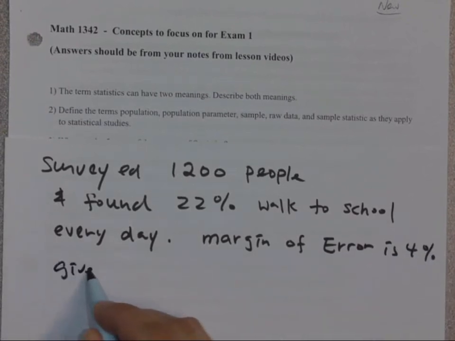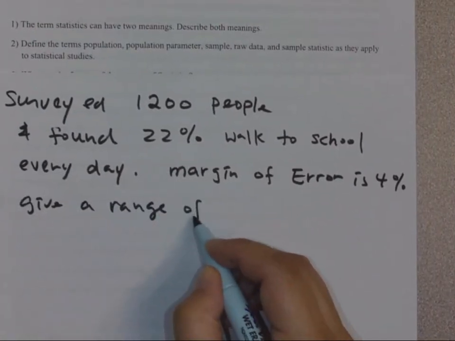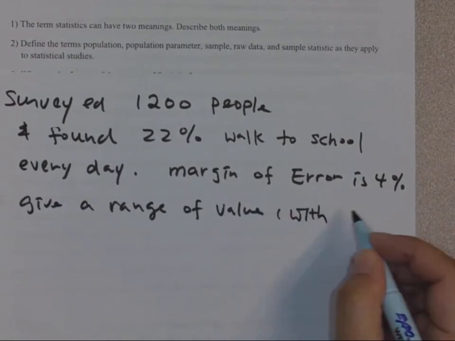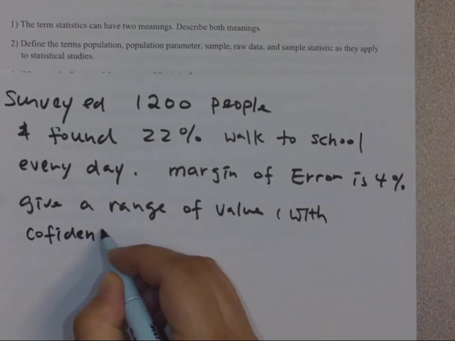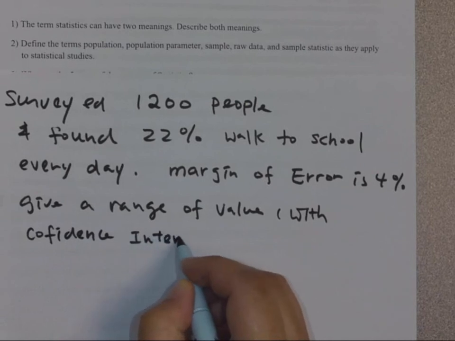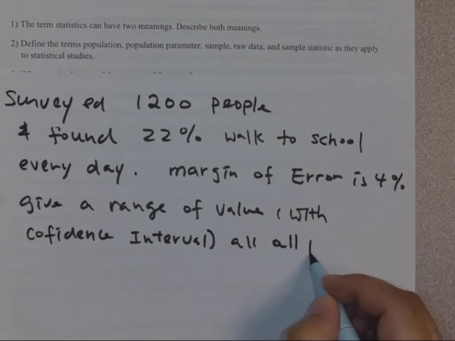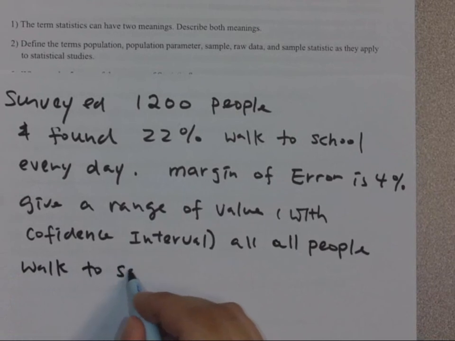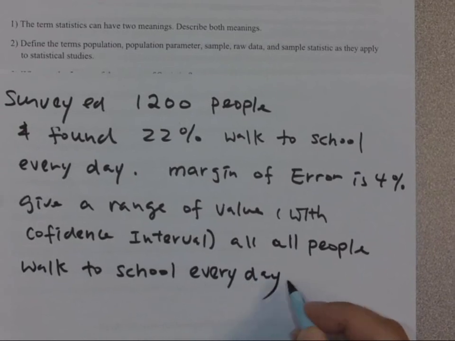So I want you to give me a range of value with confidence interval of all people who walk to school every day. So this is just a makeup example.